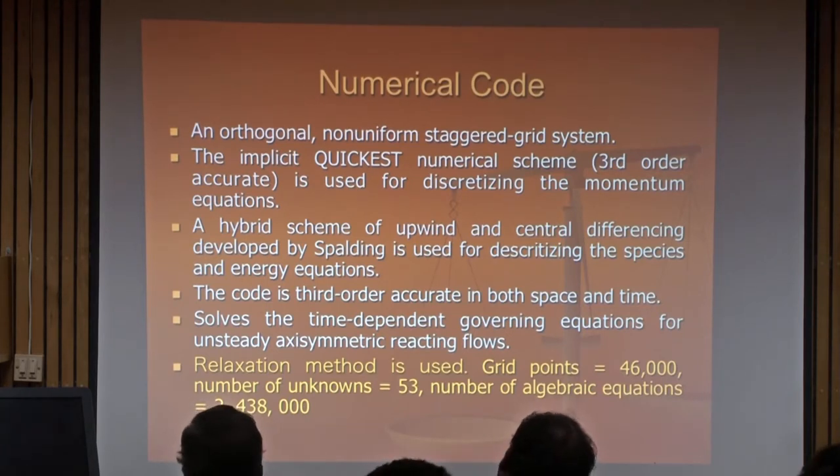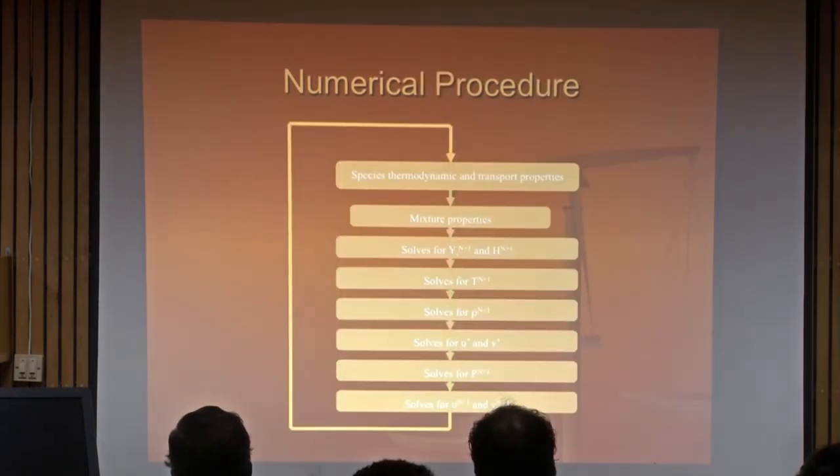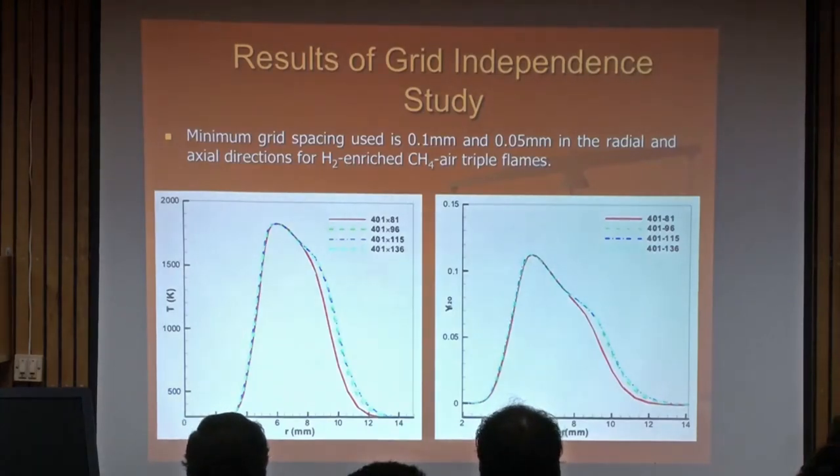So this is not directly relevant to what we are discussing. This is just some numerical procedure. This is some validation. First we have to validate the results. So here we are showing for different grids, so grid independent study. Okay, so I'll skip this part.